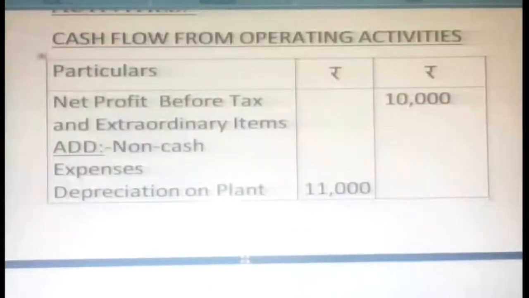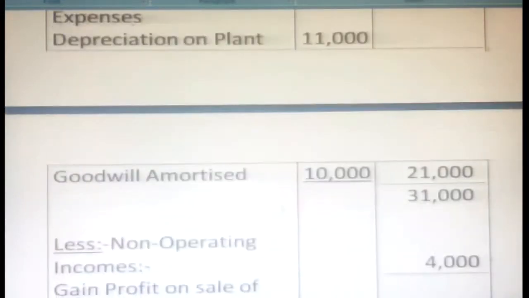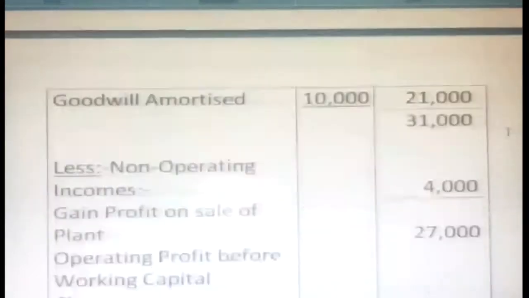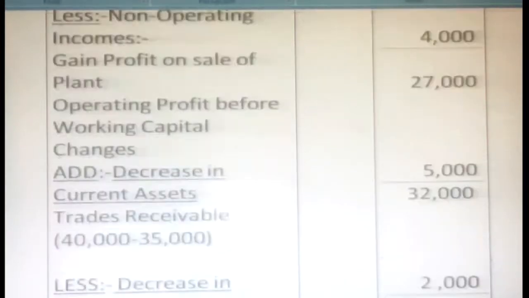So for the preparation of cash flow from operating activities, net profit before tax and extraordinary items is 10,000. I discussed just now depreciation on plant 11,000. Then goodwill amortized 10,000. We added 21,000, so totally 10,000 plus 21,000 gives 31,000. Again, non-operating incomes, which we just now got from the preparation of the fixed asset account, correct? Gain or profit on sale of plant 4,000. Now we got operating profit before working capital changes 27,000.